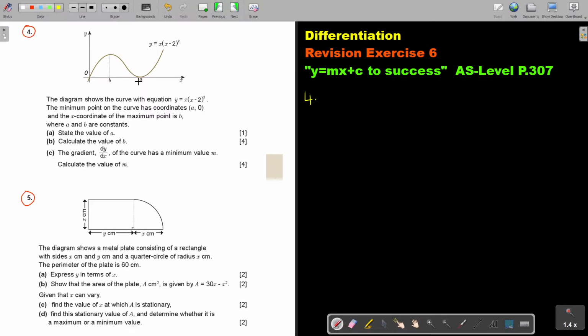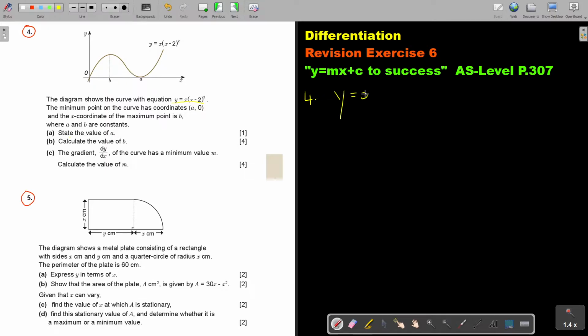Okay. Let's start with number 4. The diagram shows the curve with equation. The minimum point on the curve has coordinates (a, 0) and the x-coordinate of the maximum point is b, where a and b are constants. State the value of a. Okay, it's a curve, stationary points, so I differentiate and put the stationary points equal to 0. So let's first write down the curve.